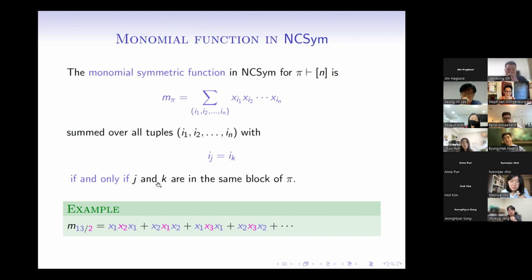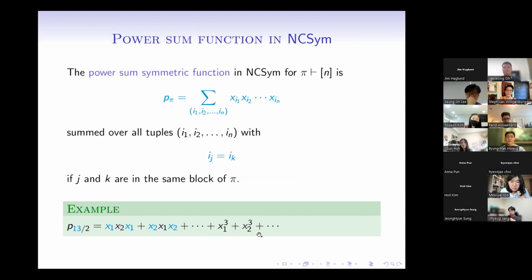So let's do an example. Say I want to compute M132. Then since 1 and 3 are in the same block, we need our variables in the first and the third position to be identical. And then the variable in the second position has got to be something different. So we're going to get monomials of the form x1, x2, x1, x2, x1, x2, x1, x3, x1, x2, x3, x2, and so on.